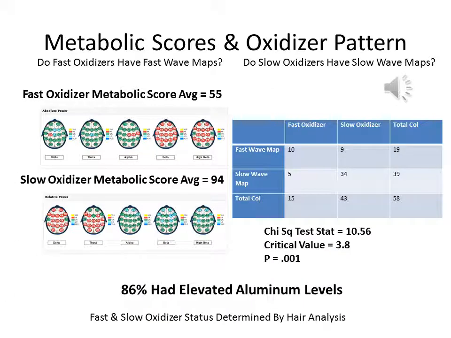Now, if this is all true, we should see a correlation between metabolic scores, that is, scores that we compute regarding a person's overall physical health, and their oxidizer pattern in the qEEG. To look at this, we took a sample of clients from several clinics and reviewed their maps to see whether they were dominantly fast wave or slow wave. And then we looked at a hair analysis to see if they were dominantly fast oxidizers or slow oxidizers.